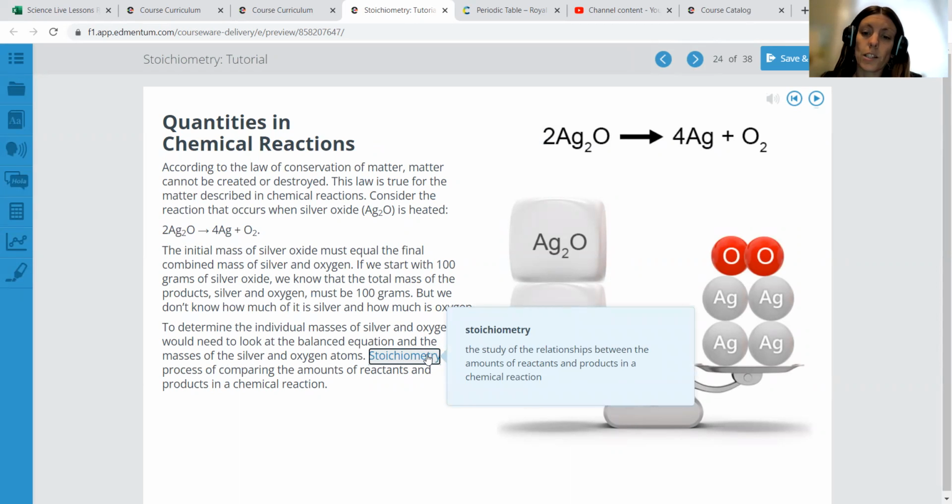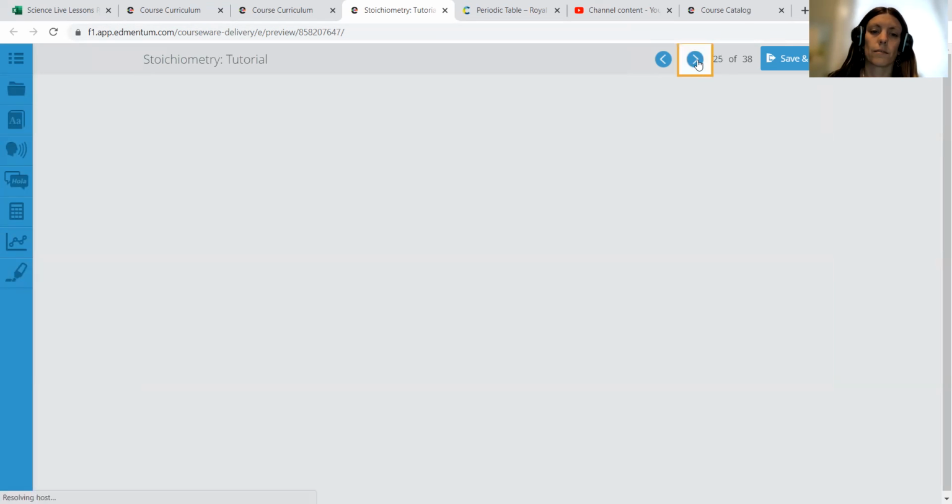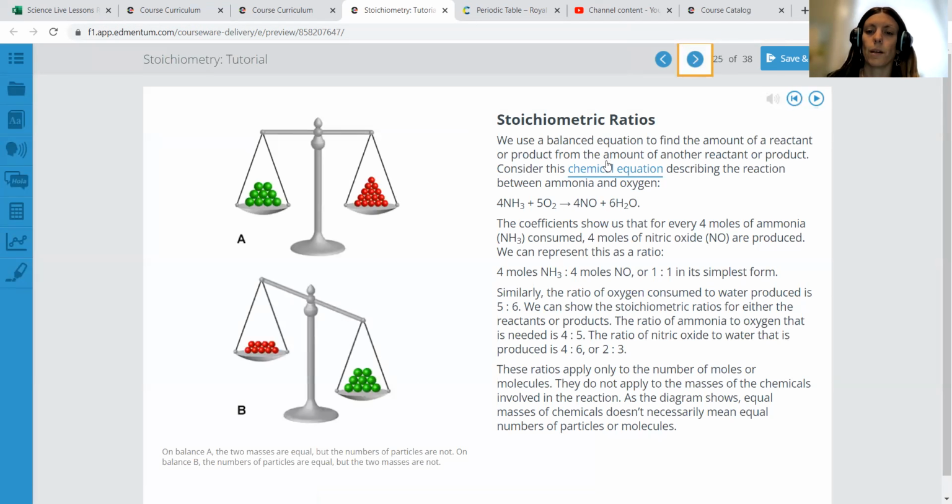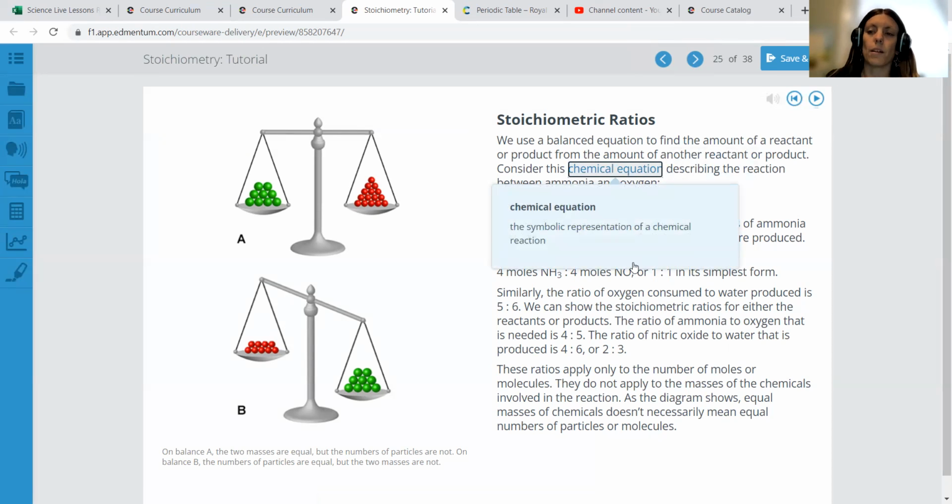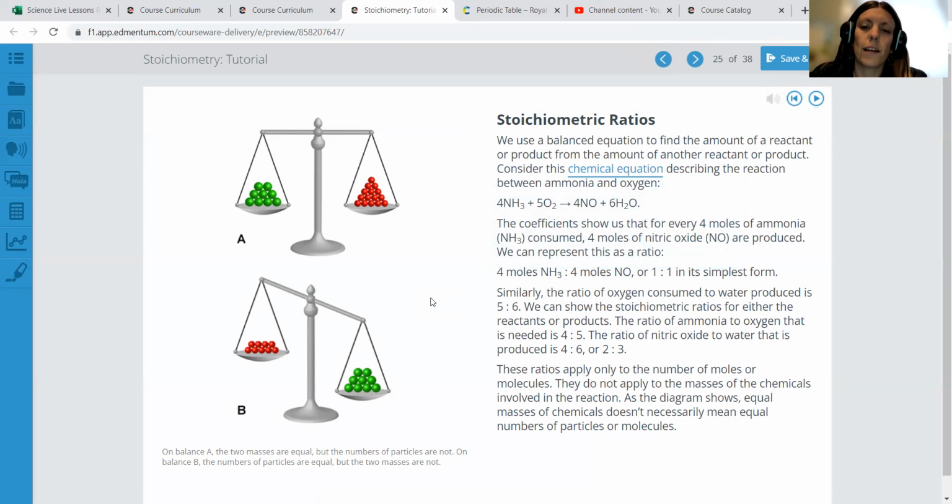Connecting stoichiometry: the study of the relationship between the amounts of reactants and the products in a chemical reaction. So here again, chemical equation here. More chemical equations. As time goes on, we'll show you how to balance chemical equations. It is pretty interesting to see how they balance out with each other. So we have 4NH3 plus 5O2 yields, and that arrow means yield, 4NO plus 6H2O. So this is what happens when those two compounds are combined with each other, and here's the product that they get afterwards.